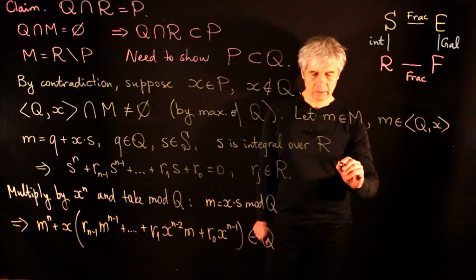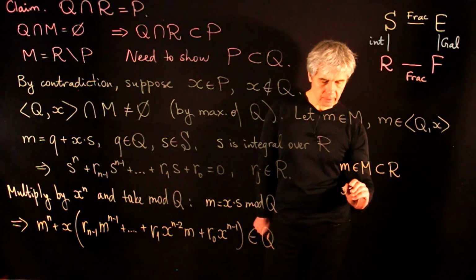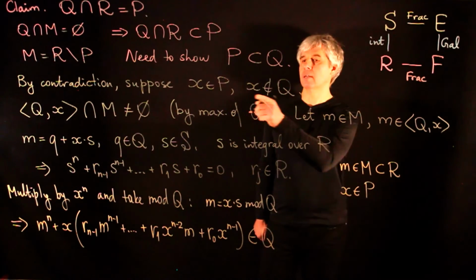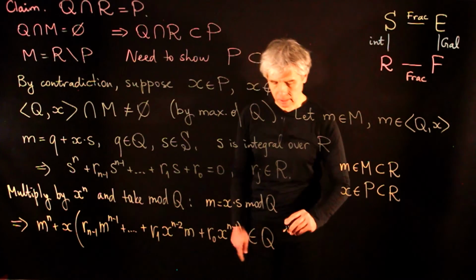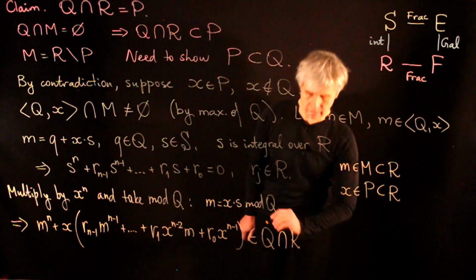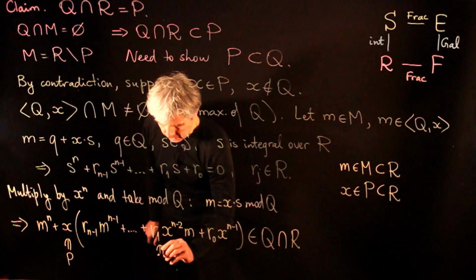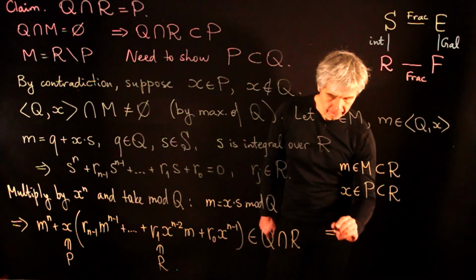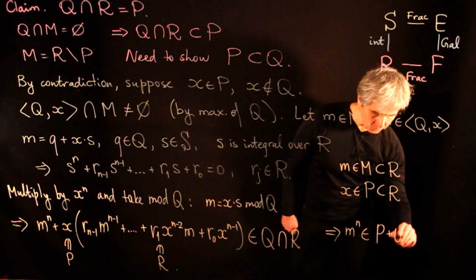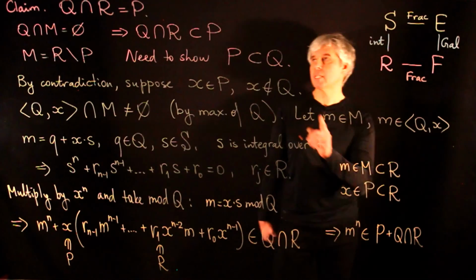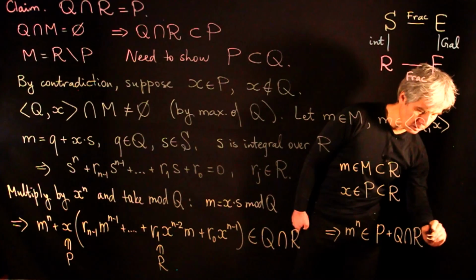Now let us analyze this. So m is an element of the set M, which is a subset in R. x is in ideal P here, which is also in R. So this tells us that the left-hand side is in fact in the intersection of Q with R. So here the first factor, x, is in P, and the second factor is in R. So this tells us that m to the power n belongs to P plus Q intersected with R. But we already proved that Q intersected with R is in P. So this means that this is equal to P.